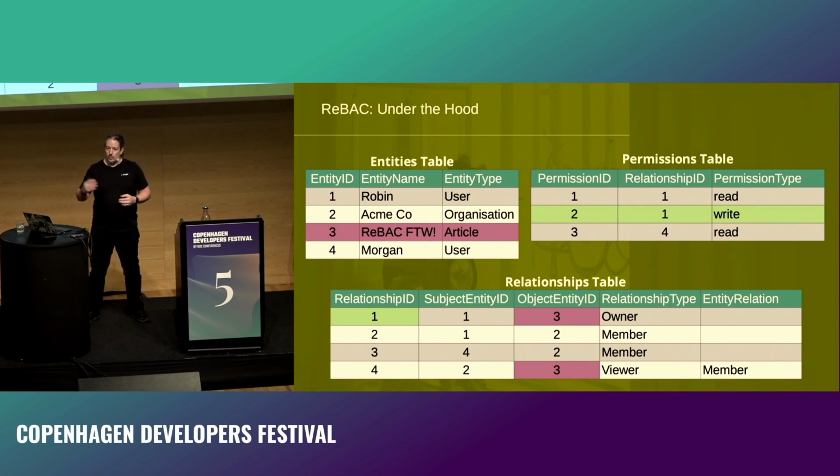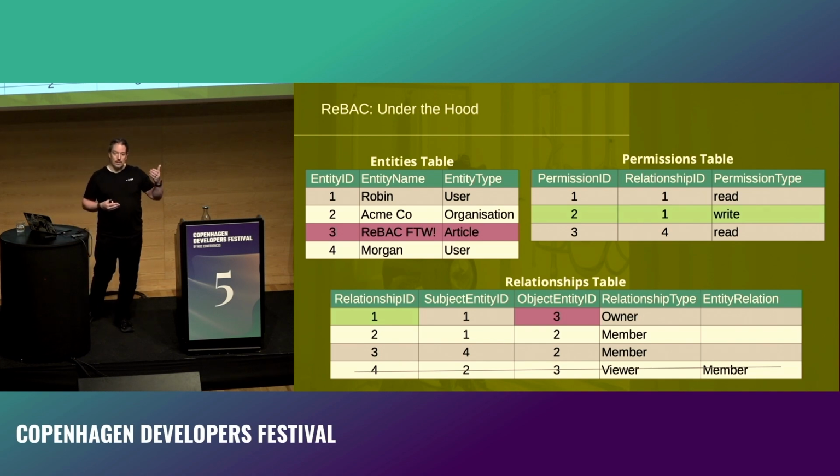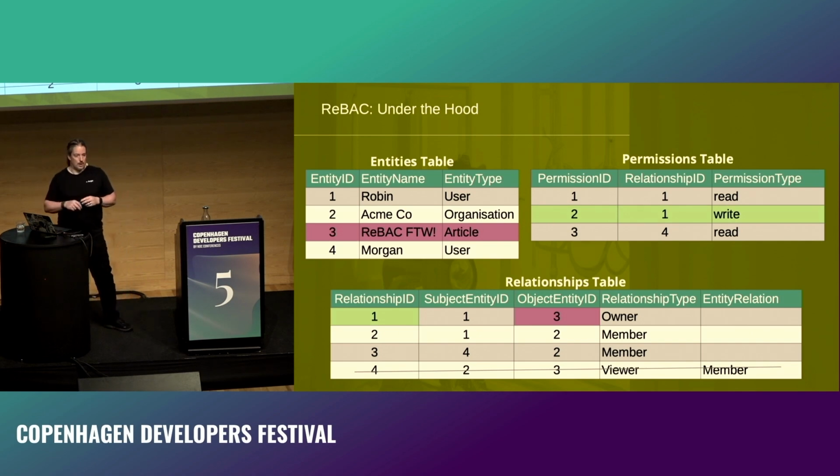So let's find all the relationships that relate to the article. There are 2 of those. But we can scrap the fourth one straight away because the relationship ID didn't match. So we want to find all relationships that have a permission that are linked to that write permission that are also associated with the article.